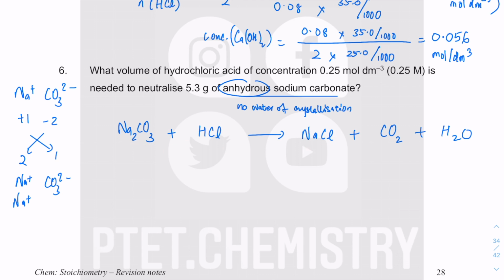2 Na there, I need 2 NaCl, and then 2 Cl there, I need 2 HCl. Then I have 2H, CO3 gives me CO2, 1 of the oxygen goes there. This equation is now balanced.